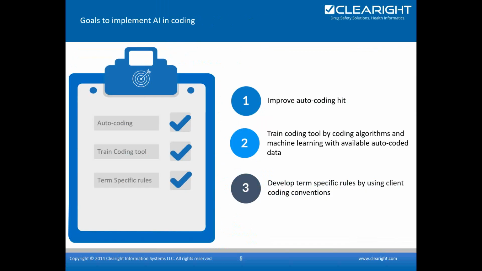So now in this slide, we are going to touch base on the goals of AI in coding. The basic goal is to improve the auto coding hit. It will be improved by defining certain algorithms within a system, which help the system understand how to identify the nearest match term. Next is to train the coding tool by using coding algorithms and machine learning with the help of auto-encoded data. And the third is to develop term-specific rules by using client coding conventions so that the coding throughput can be increased and out-of-the-box coding can be performed.